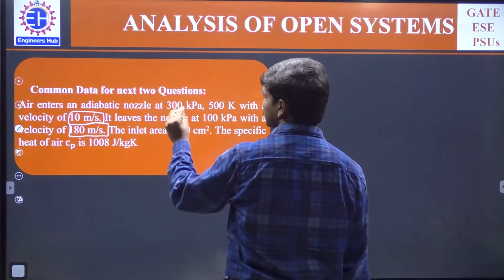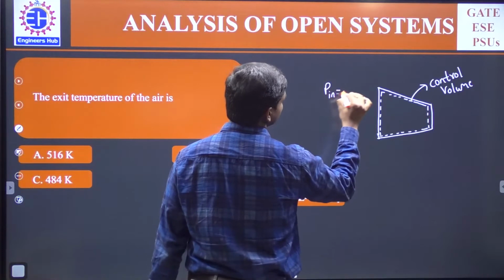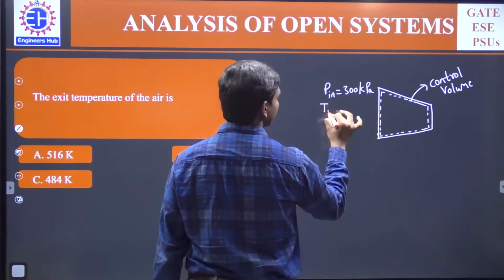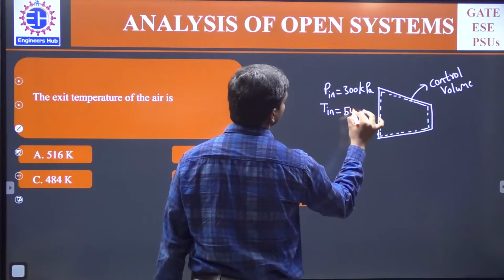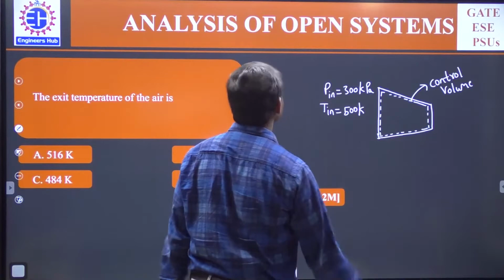Air enters at 300 kilopascals and 500 Kelvin. So P in is equal to 300 kilopascals and T in is equal to 500 Kelvin. Generally, combustion gases go into this, so generally these inlet temperatures are very high.